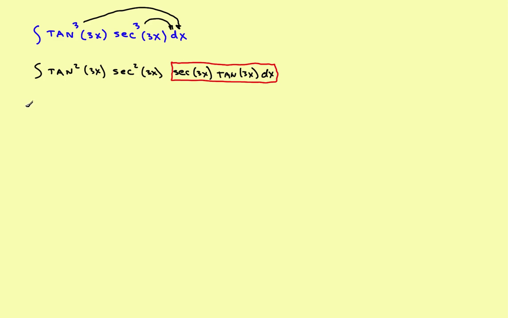This will be the integral of, now just a reminder on your identities, the tangent squared is the secant squared minus 1. So we use that identity to get rid of this tangent and change it into a secant. So this is going to become the secant squared of 3x minus 1. So this thing here turned into this thing here. So just change the tangent squared to secant squared minus 1. Now you've still got this secant squared.